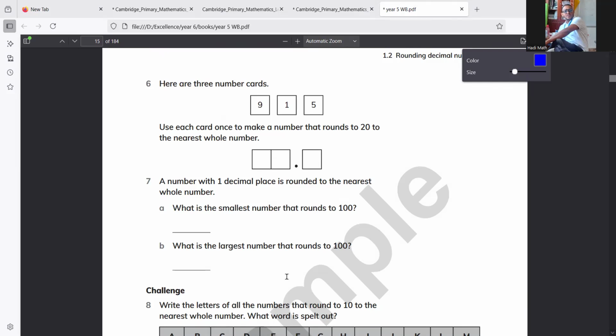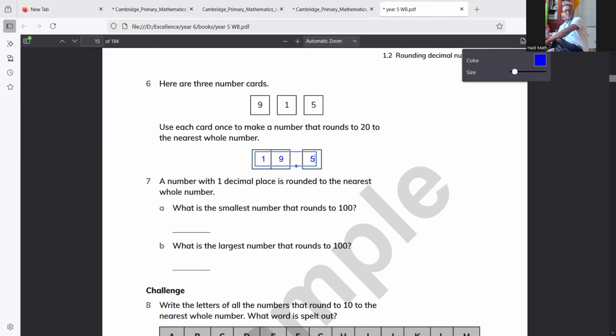They say here are 3 number cards, 9 and 1 and 5. They say use each card once to make a number that rounds to 20 to the nearest whole number. To make 20, we know it must be 19 point something from 19.5 and up or 20 to 20.4. So you have 19.5. It's the only number that we can make round to 20.